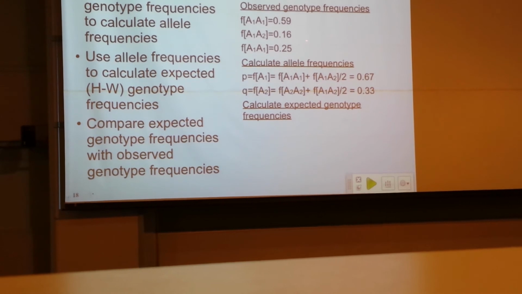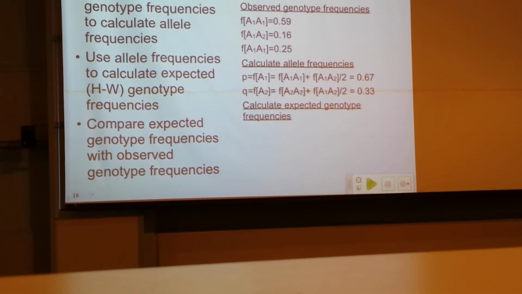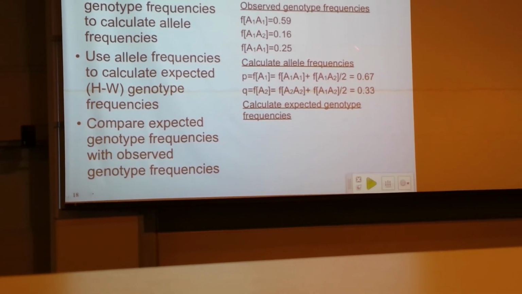And what's half of the frequency of A1, A2? 0.08. What happens when you add them together? 0.67, right. So what proportion is P? It's about 2/3, right? You can write it as 2/3 if you want, to make it easier. The same thing for Q. So for Q, what do we have? We've got 0.25 plus half of 0.16, which is 0.08, which is 0.533, right?